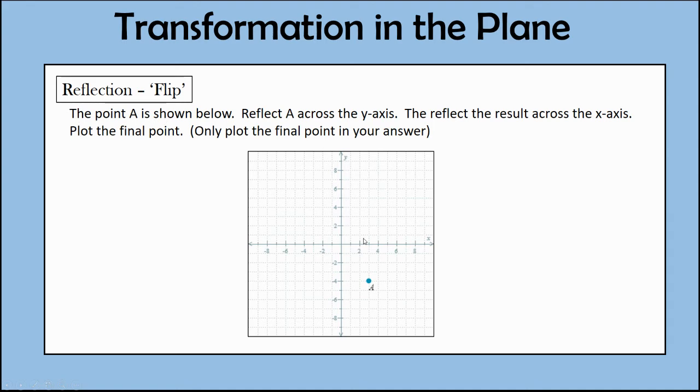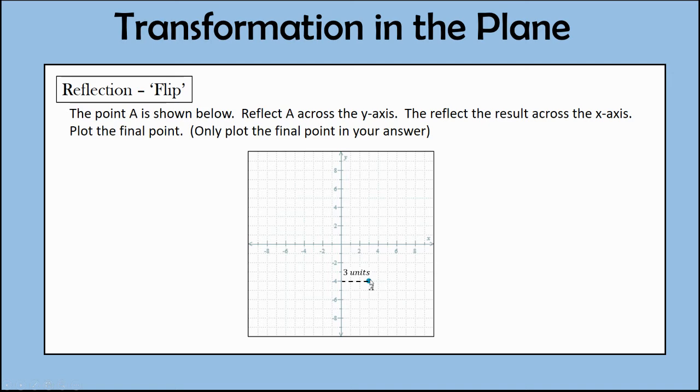It says the point A is shown below. You can see it's located at (3, -4). Reflect A across the Y-axis, then reflect that result across the X-axis, and plot only the final point. So only plot the final point in your answer. That's your directions for tonight. Okay, so let's take a look here.